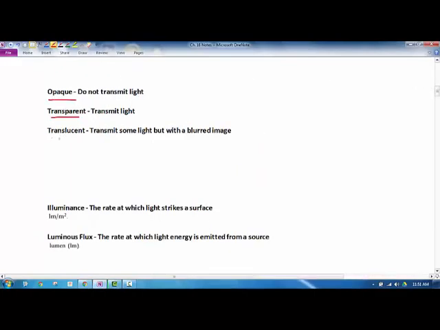Three terms the book gives that I don't know if we use it all, but in case we do: opaque, transparent, and translucent. Opaque does not transmit light. Transparent is an object that does transmit light, allows light to go through, like glass. Translucent would be an object that transmits light but with a blurred image, like a lampshade or something.